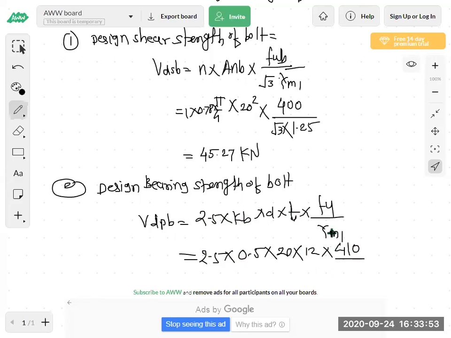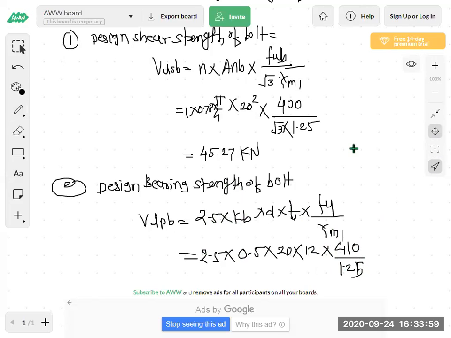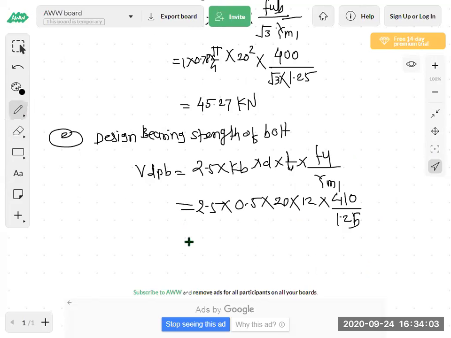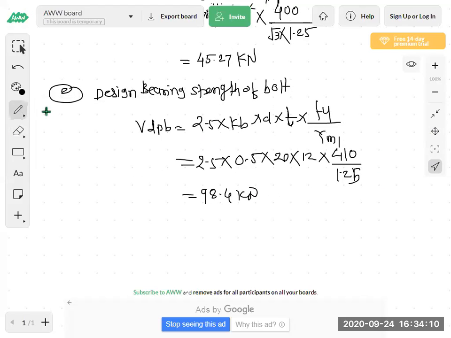FU 410, correct? Gamma M1 is 1.25. Now tell me this value. 98.4 kilonewton. So what is design strength of bolt here now? So design strength of bolt.